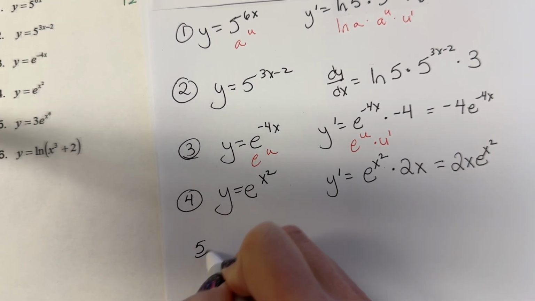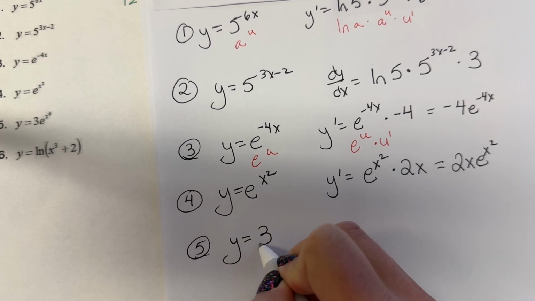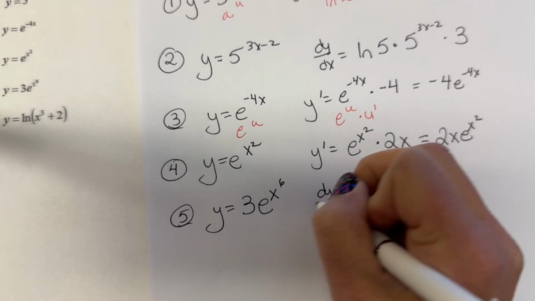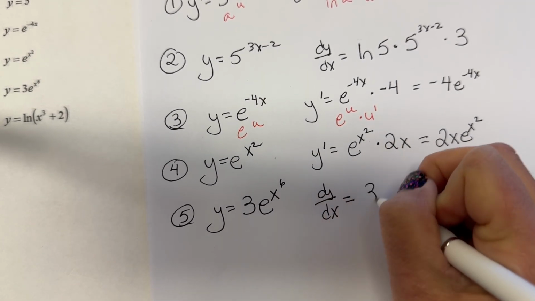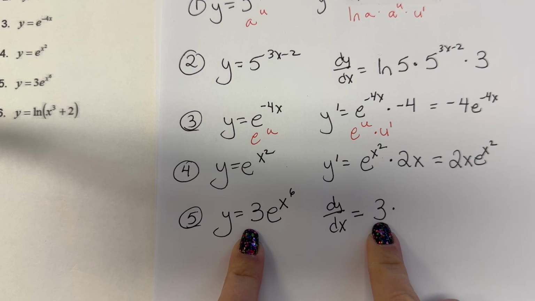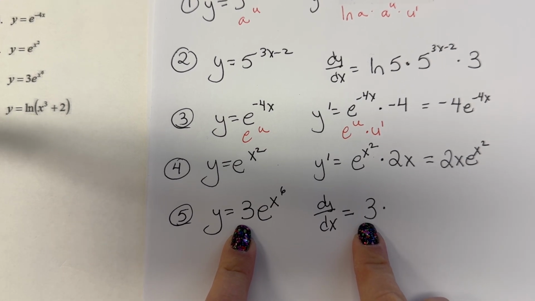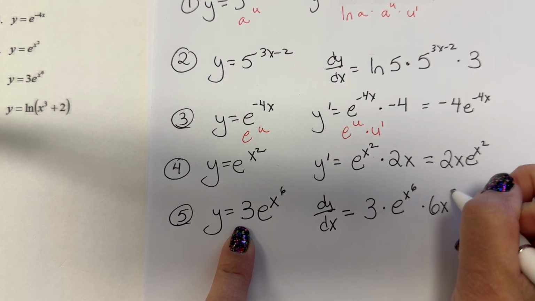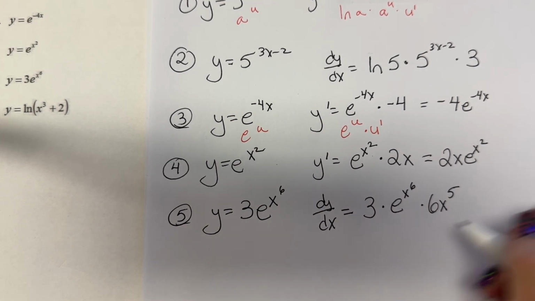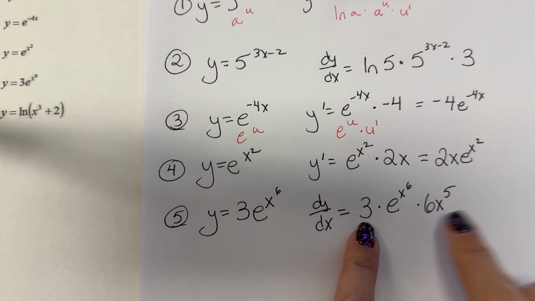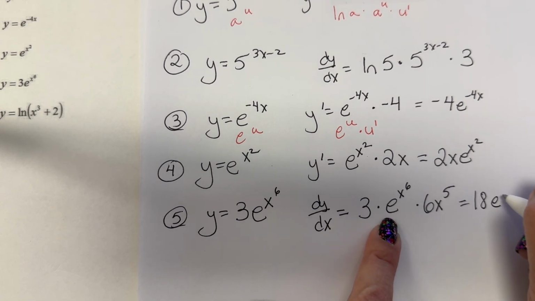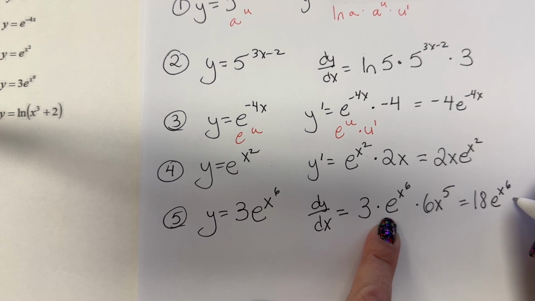All right, for 5, now we have a coefficient on our e function. And that's okay, it's going to work the same way. The derivative is the coefficient carries to your answer. Just copy it to the derivative. And then we've got e to the u times u prime. And this is all multiplied. So the 3 and the 6, I can combine those coefficients. Then I've got e to the x to the 6 and x to the 5th.